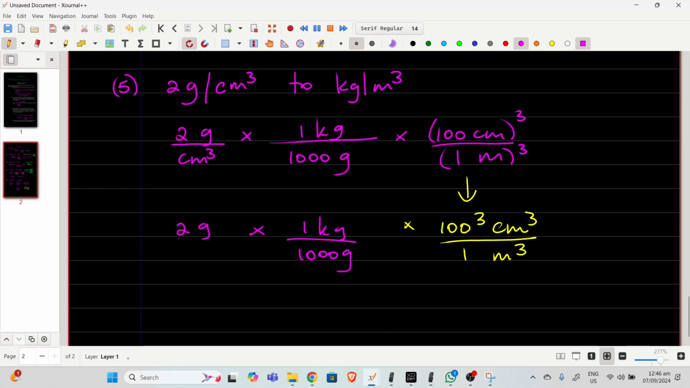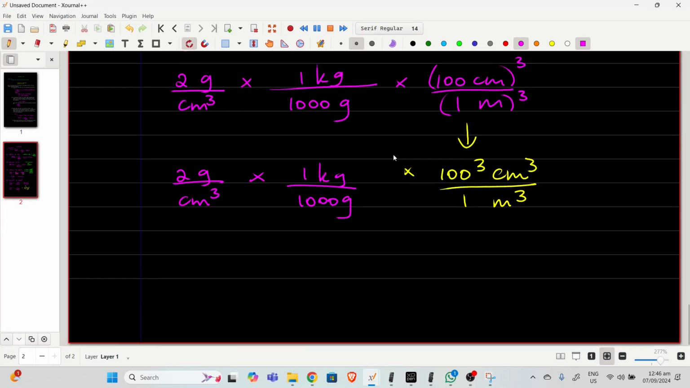So 2 g over cm cubed, and then I do my cancellations and see if I can simplify it. So my cm cubed will cancel with my cm cubed. My gram will cancel with my gram. And let's see. So this is 100 to the third power, which is 100 by 100 by 100, and I would say that is 10 to the power of 6. So this here works out to be 10 to the power of 6.